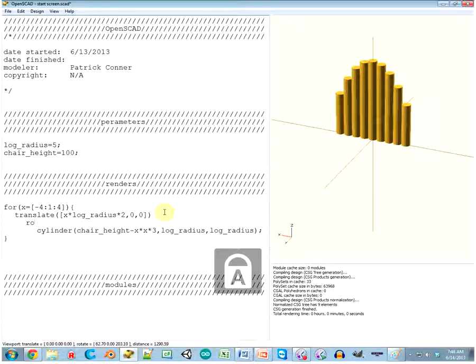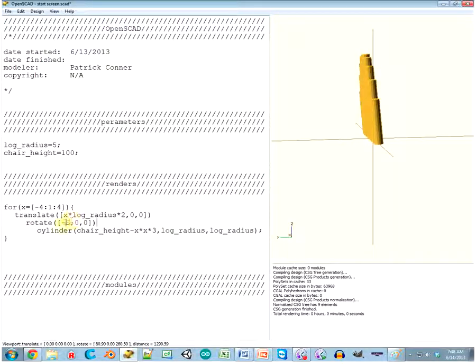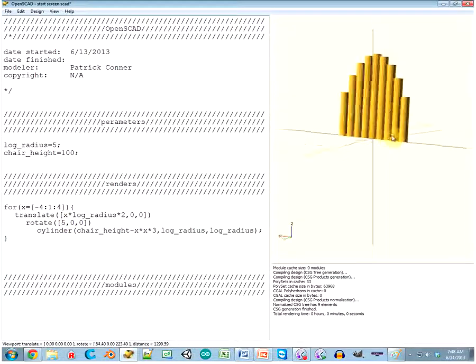So let's see if we can rotate. I don't want caps lock. Rotate around the X, say -5 degrees, just to give it a nice chair-like slope. Oh, make that +5 degrees. That looks pretty nice.